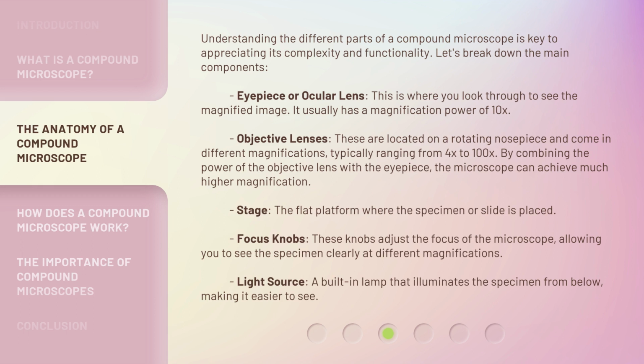Stage, the flat platform where the specimen or slide is placed. Focus knobs. These knobs adjust the focus of the microscope, allowing you to see the specimen clearly at different magnifications. Light source, a built-in lamp that illuminates the specimen from below, making it easier to see.